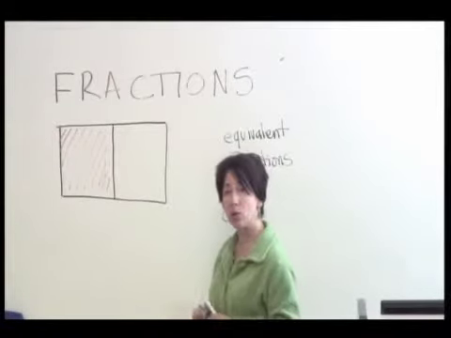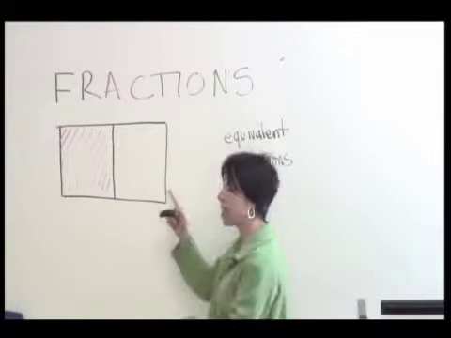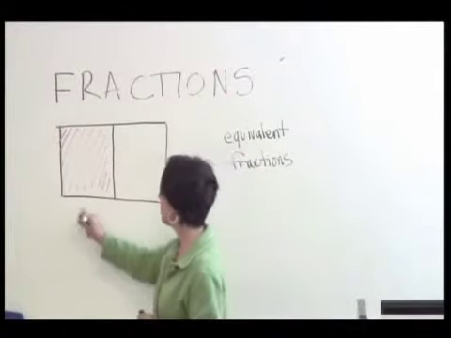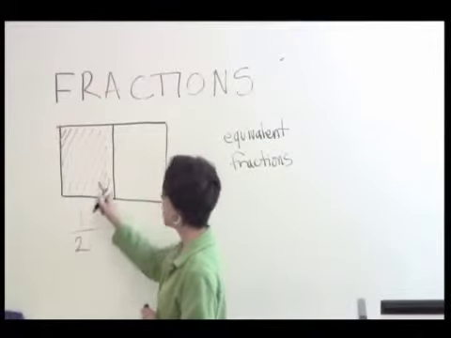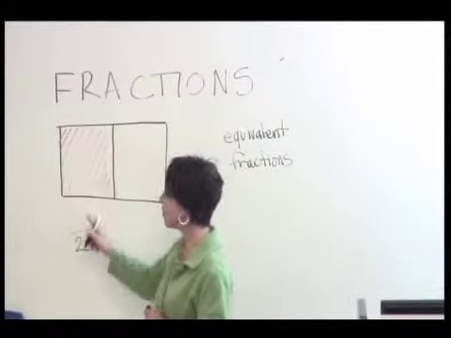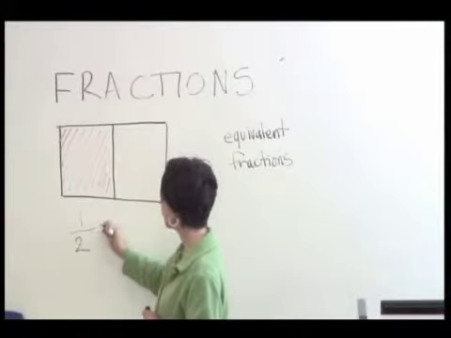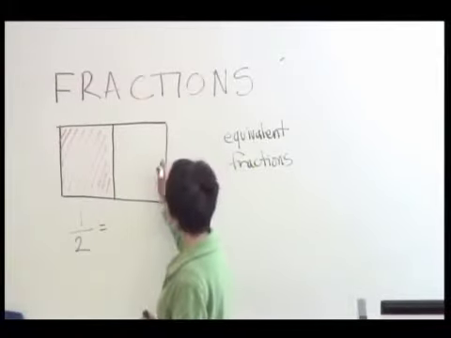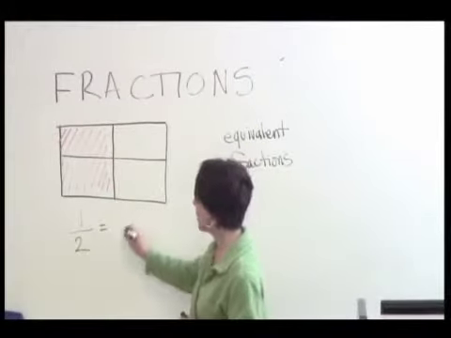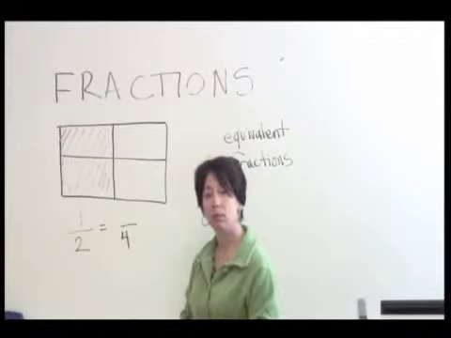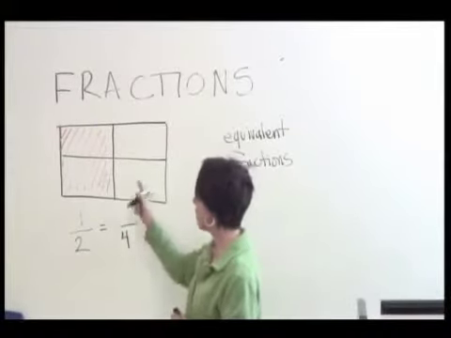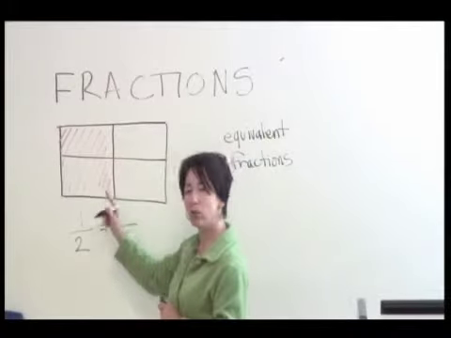If I were to ask you to write the shaded part of this rectangle in terms of a fraction, my whole would be the two parts that it's divided up into, and one of those two parts is shaded. Now, if I chose to further divide this rectangle, I've changed my denominator, but I've also changed my numerator. Now I have 4 parts total, and 2 of them are shaded.